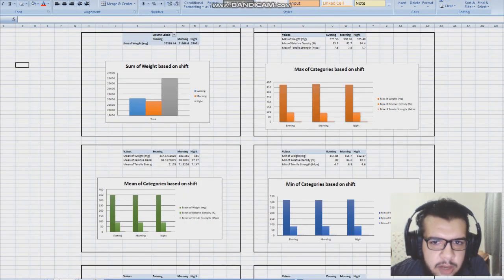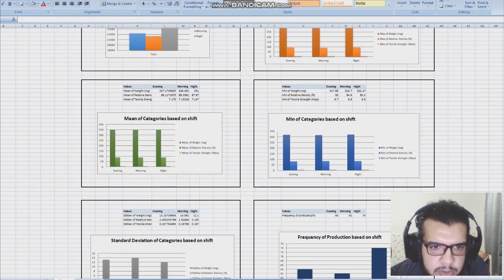To summarize quickly, I will go over the key interest points of each graph. When it comes to weight, we can notice that the most weight produced was at the night shift, and that's significantly higher than the morning and the evening shift. In comparing the max categories based on the same parameters, which were the weight, relative density, and tensile strength, we can notice that there's not a big difference between the shifts.